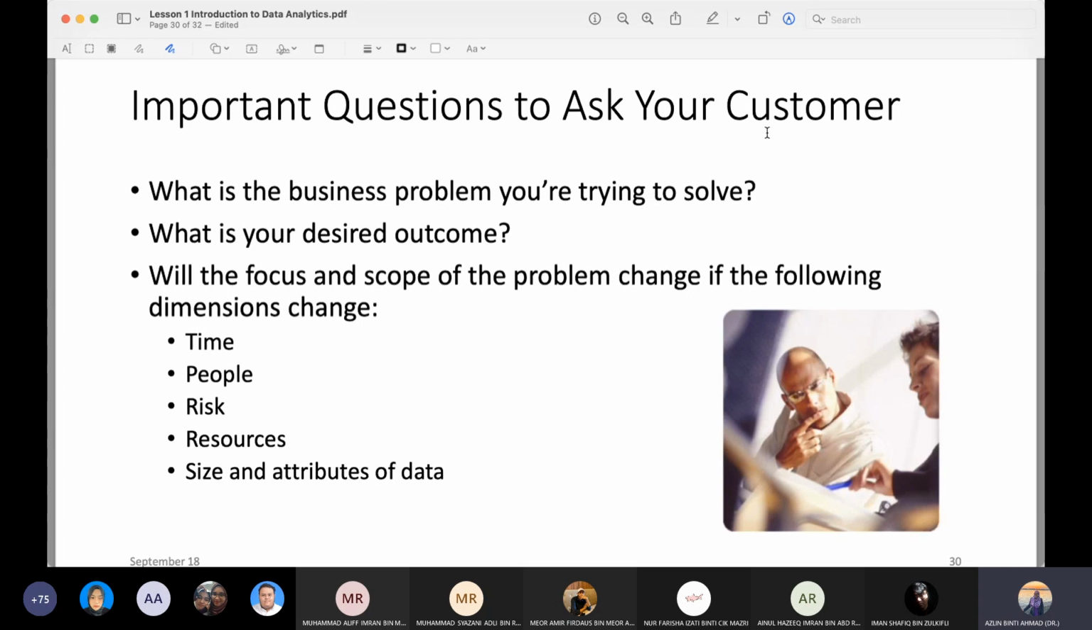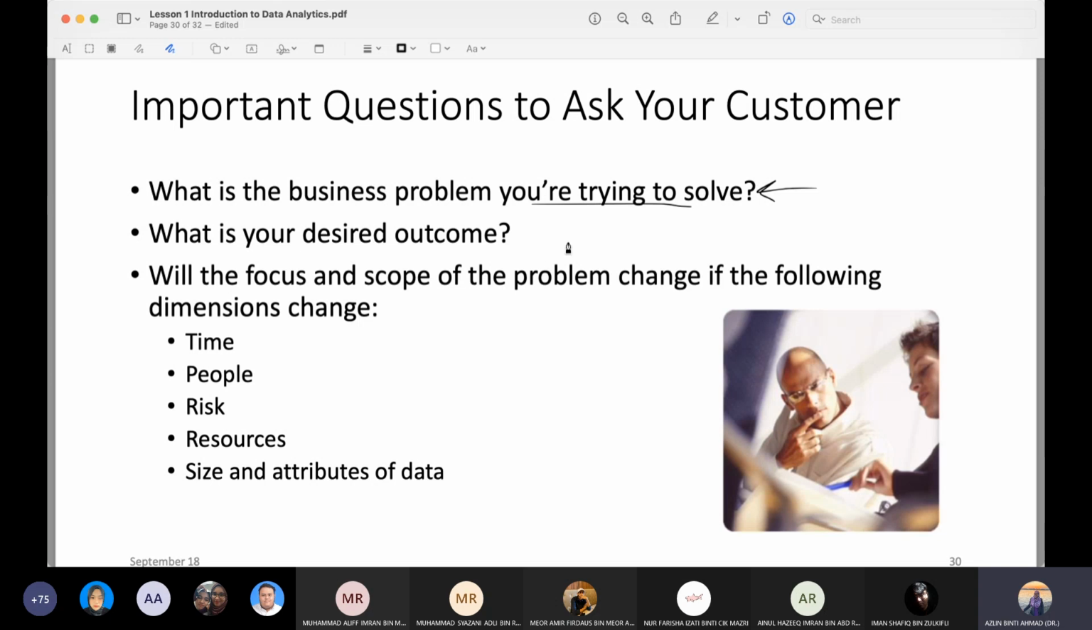So this is the last section. The important questions need to ask your customers. The first one is, what is the business problem you are trying to solve? Ini penting. Kalau tidak, you memang takkan boleh solve the problem sebab you takkan faham apa benda ni. So you kena investigate. So usually the business understanding process, I would say the most crucial punya ni, tapi setiap phases tu crucial. But ini kalau salah, maknanya the whole process akan jadi salah juga. So kena identify betul-betul the problems.